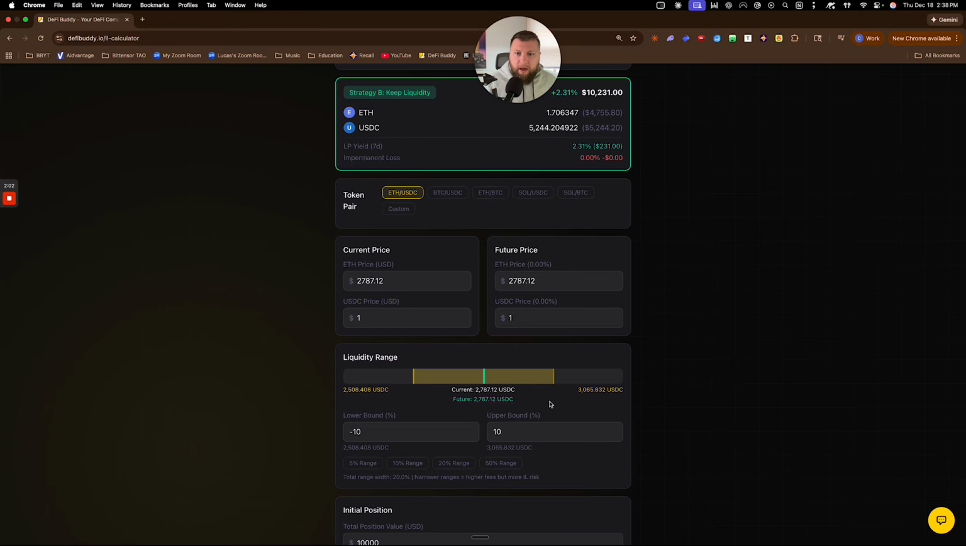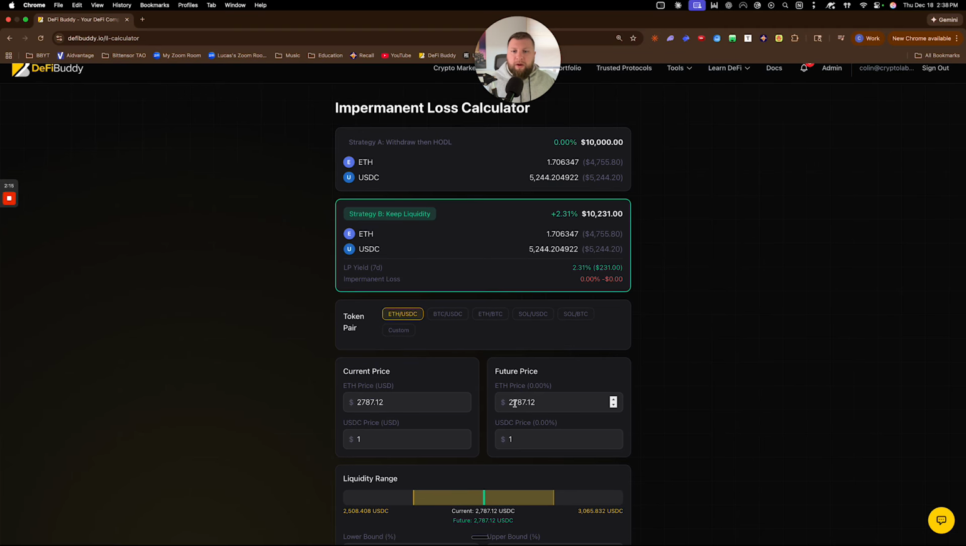There we go. Okay, with the current price of ETH right now at 2,787, I'm pretty much right in the middle, right? To the downside, I'm sitting at 2,500. To the upside, I'm just about 3,000. So by being roughly in the middle, I can now mess with a couple of things. I can mess with the future price, right?